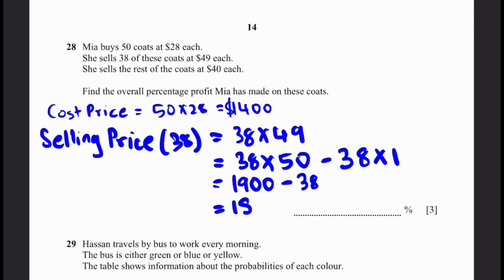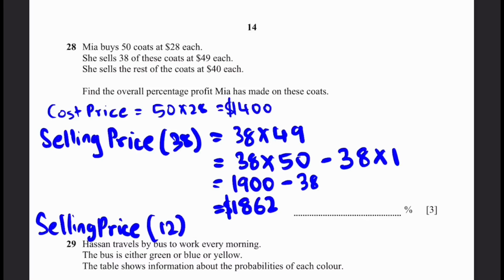That makes $1,862. And then selling price of 12, which is 50 minus 38 over here, that's the rest of the coats, is equal to 12 into 40, which is equal to $480.